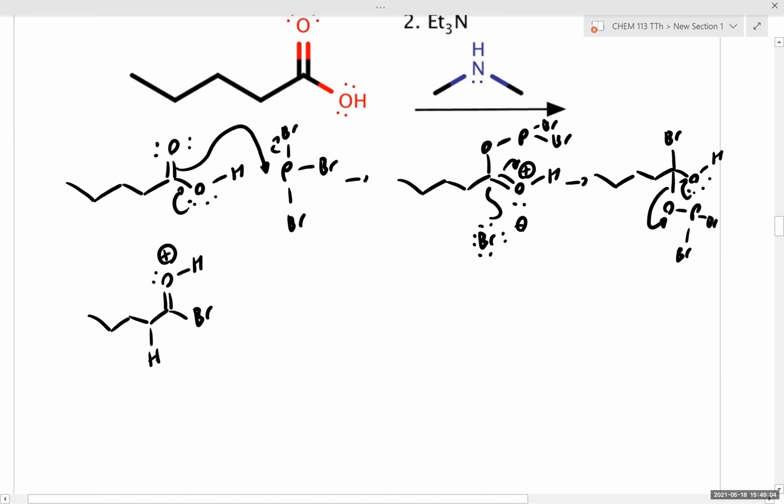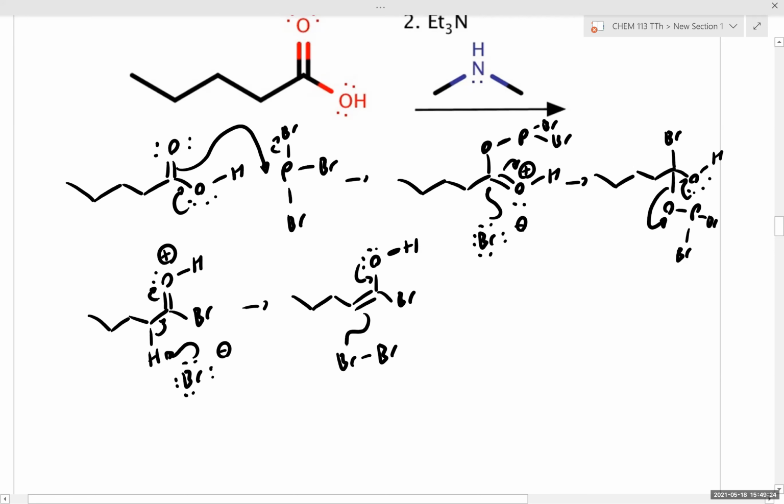From here, under acidic conditions, or under strong acidic conditions, we can tautomerize this ketone to the corresponding enol tautomer. And this enol tautomer can react with electrophiles such as bromine. That in turn gives us our alpha brominated acyl bromide, which we can deprotonate in a cleanup step.